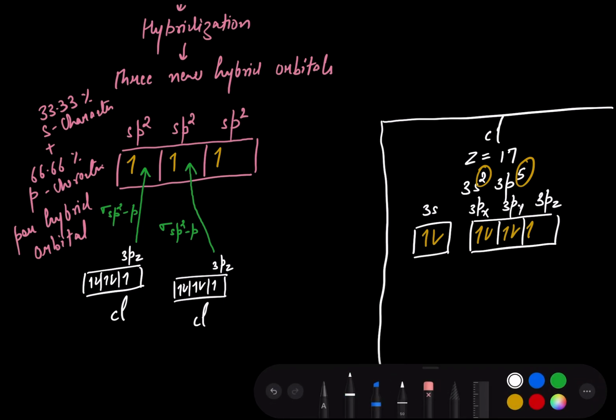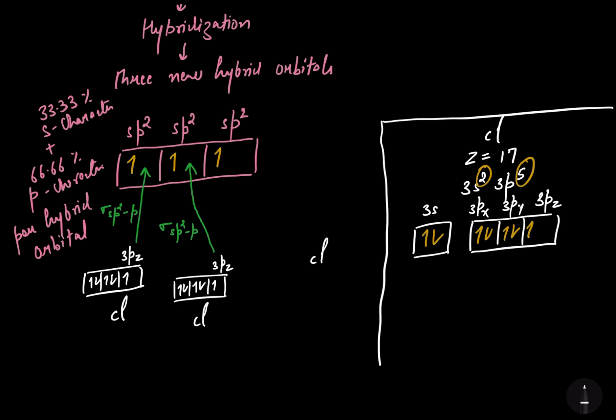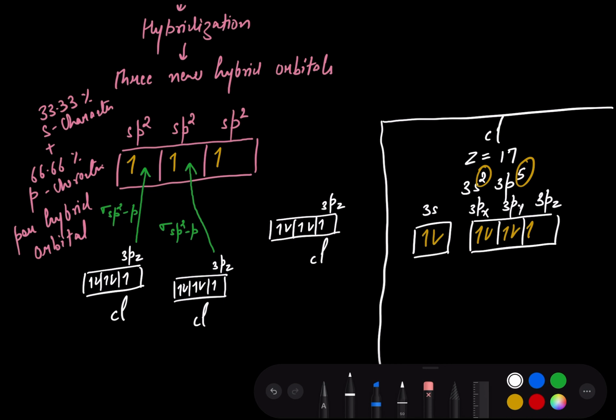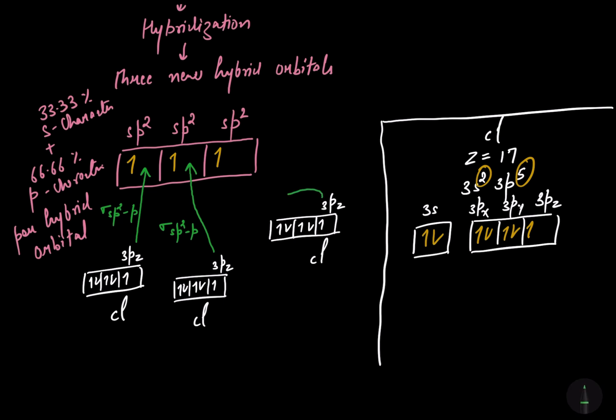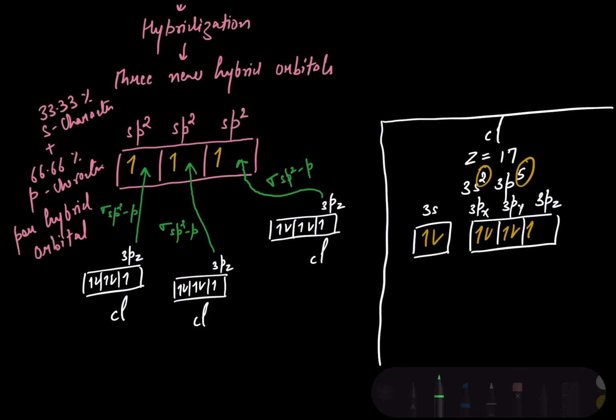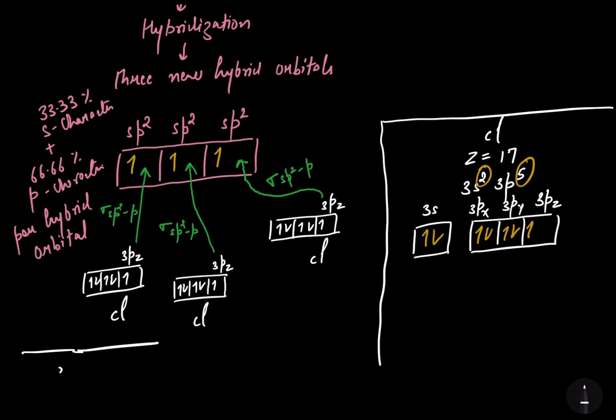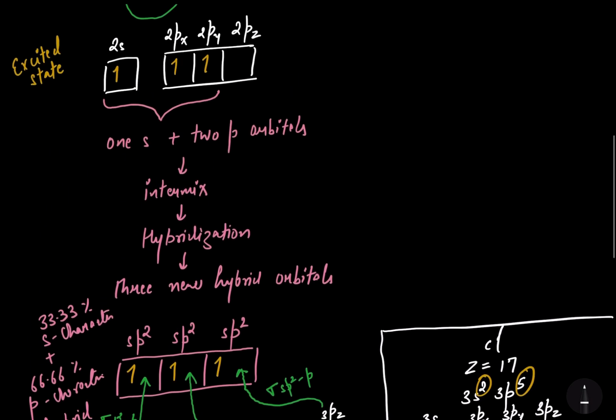Now again, let's talk about the third chlorine. Let's make a 3p orbital diagram. Again, we have 5 electrons in 3p: first, second, third, fourth and fifth. So again, this is the 3pz orbital. Now this 3pz orbital will have a head-on overlap with the sp2 hybrid orbital of boron to form the sigma bond. So again, this sigma bond will be sigma sp2-p, because it has been formed by the head-on overlap of the sp2 orbital of boron with the p orbital of chlorine. So here we got the hybridization to be sp2, because we got 3 new hybrid orbitals, sp2, in the case of boron.